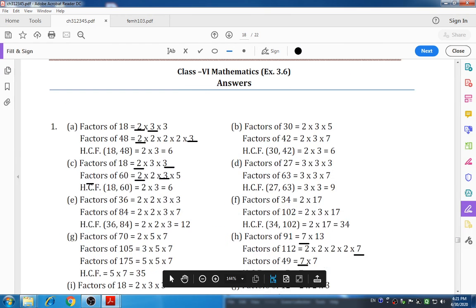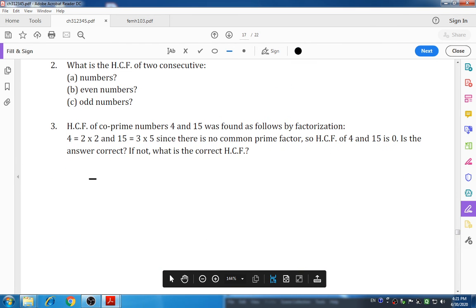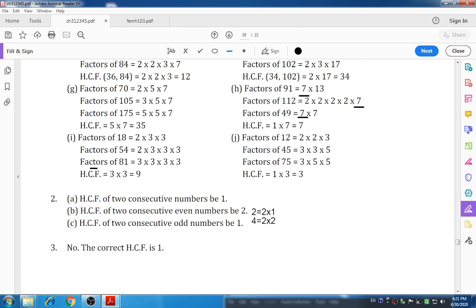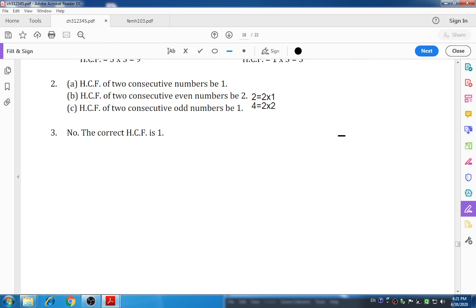And the third one they ask about HCF of co-prime numbers 4 and 15, found as follows by factorization. That is 4 is equal to 2 into 2 and 15 is equal to 3 into 5. Since there is no common prime factor, okay, is it correct? There is no common prime factor. So HCF of 4 and 15 is 0, is this the correct answer? No, because all numbers have a common factor 1. And if not, what is the correct HCF? Yes, the correct HCF is 1.